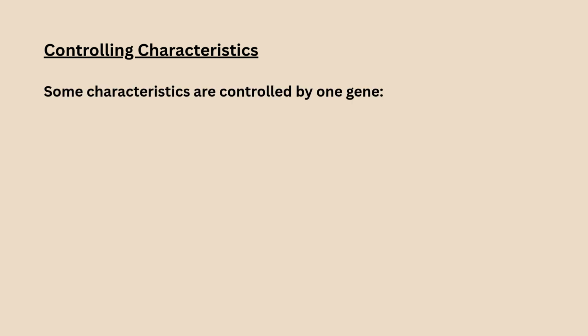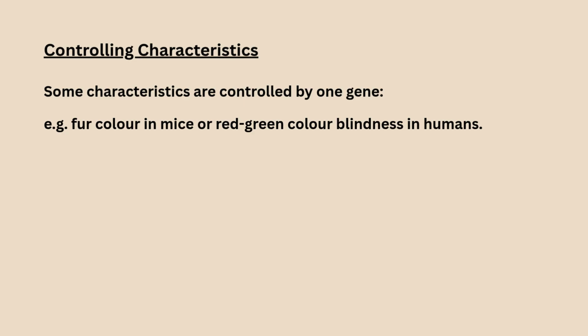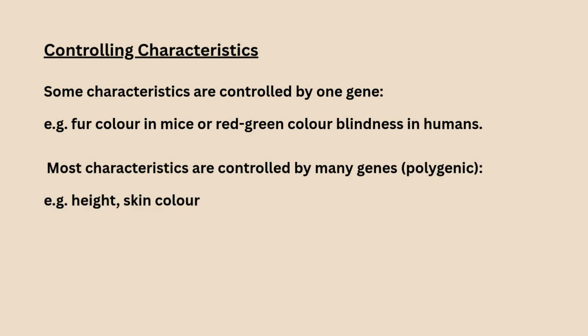Controlling characteristics. Some characteristics are controlled by one gene. So for example, fur color in mice or red-green color blindness in humans. Most characteristics are controlled by many genes. This is known as polygenic, poly meaning many, so e.g. height or skin color.